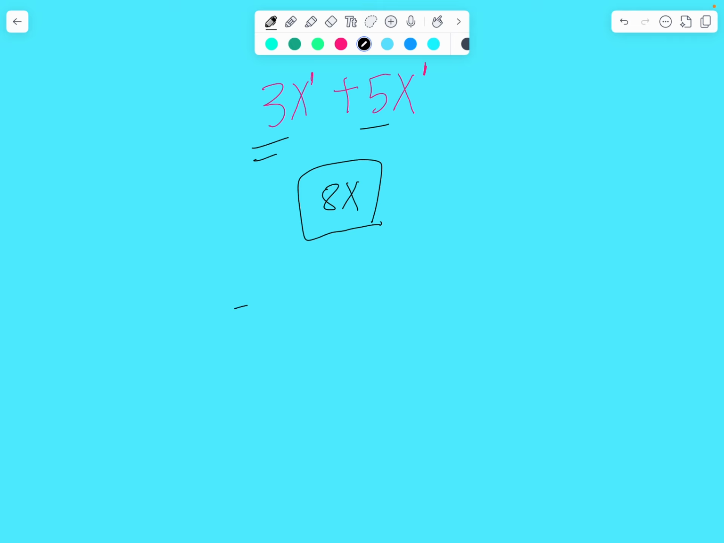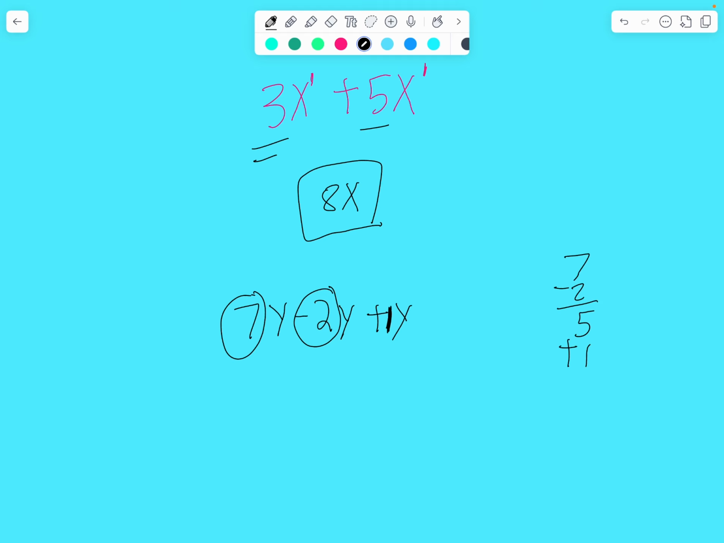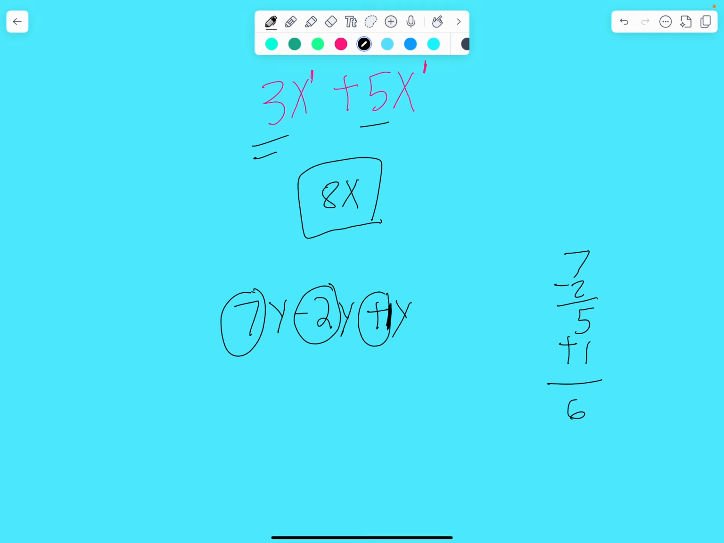Now, if I told you we have 7y minus 2y plus y. Well, all terms have y in them. So, I'm going to do 7 minus 2 plus 1. There is an invisible 1 in front of a variable that doesn't have a number in it. So what is 7 minus 2? That's 5. What's 5 plus 1? 6. So the answer is 6y. 7y minus 2y, 5y. 5y plus 1y, 6y.